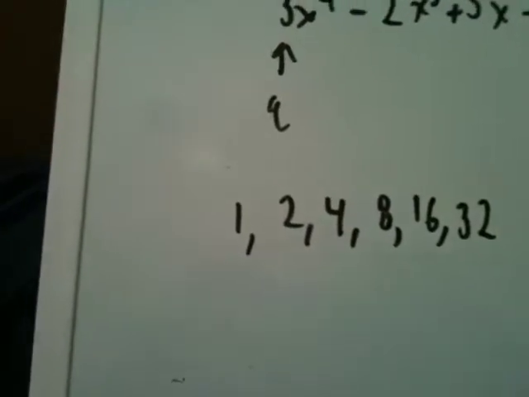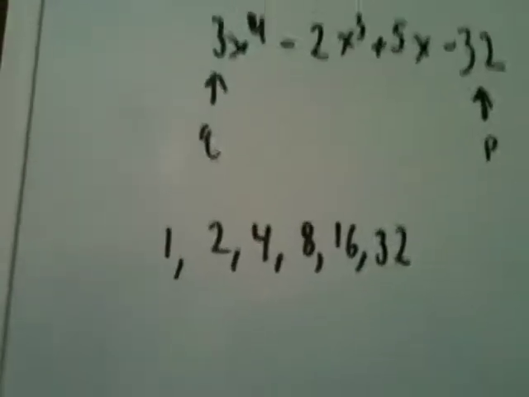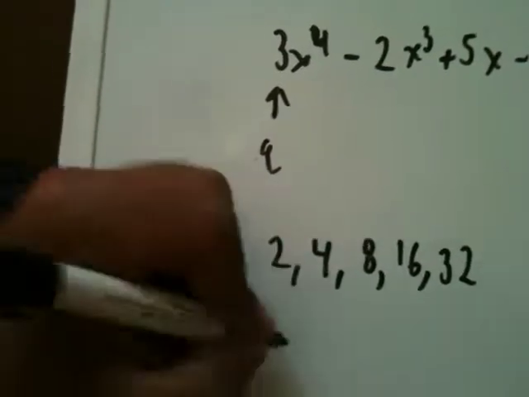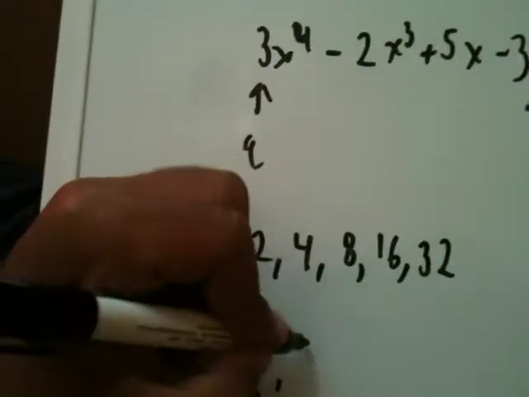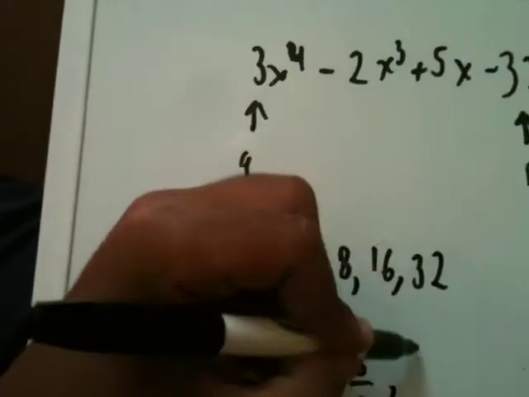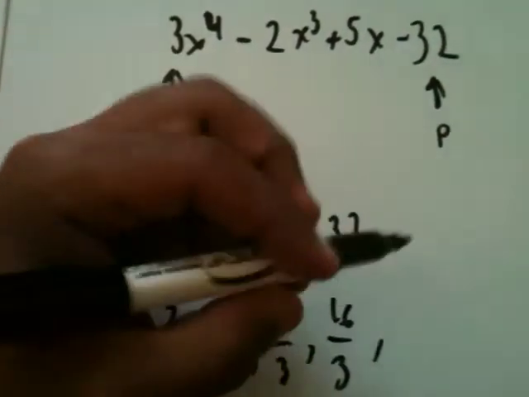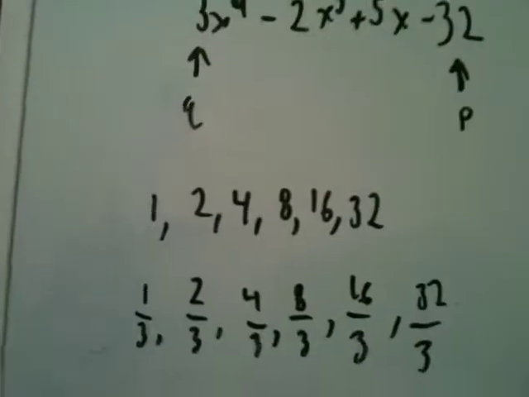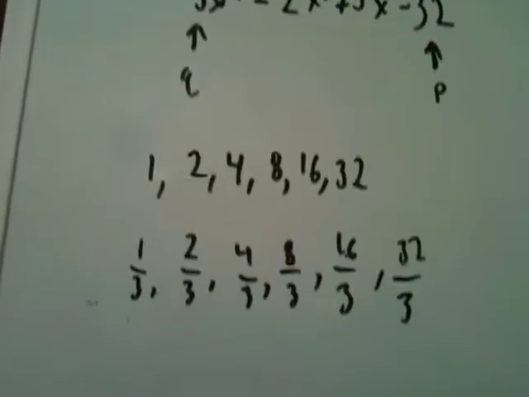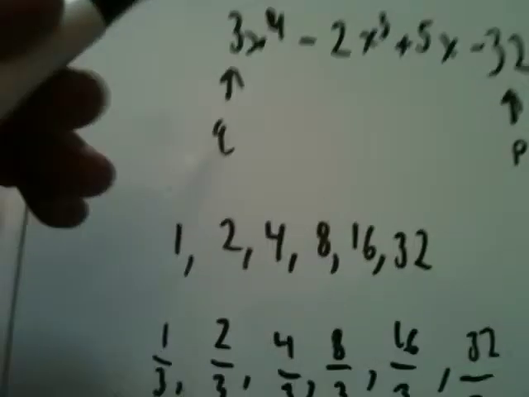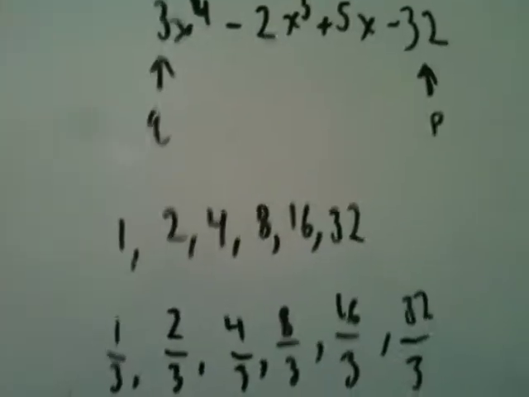And then our q is 3. And so we just put 3 over all of these. It's going to be 1/3, 2/3, 4/3, 8/3, 16/3, and 32/3. And of course you tack on minus signs to all of them in here. So those are candidate zeros, and you just have to put those into synthetic division and see which ones work.